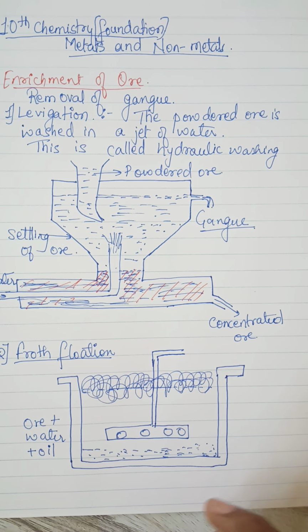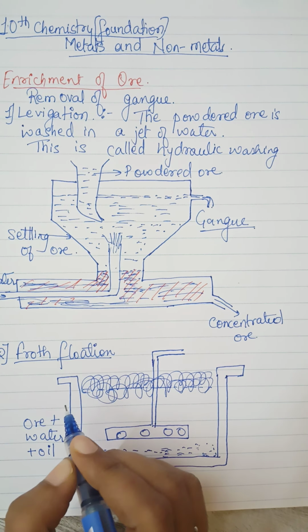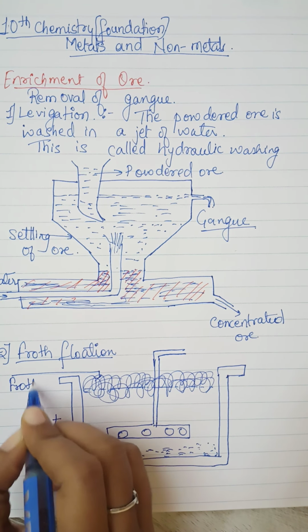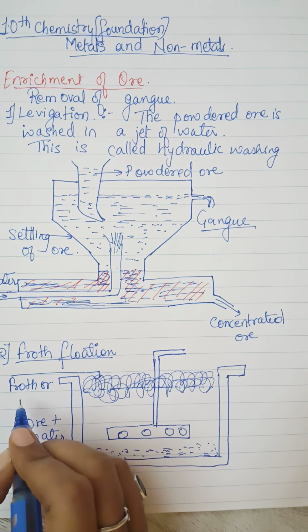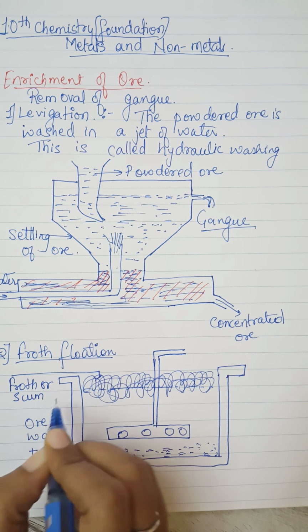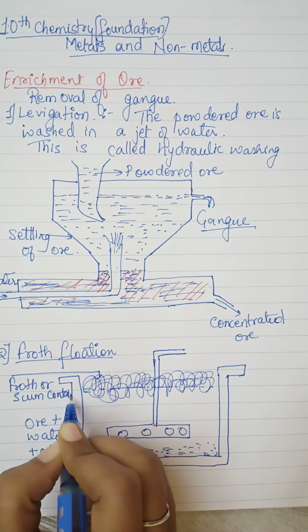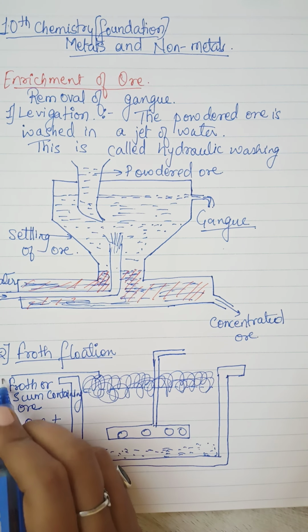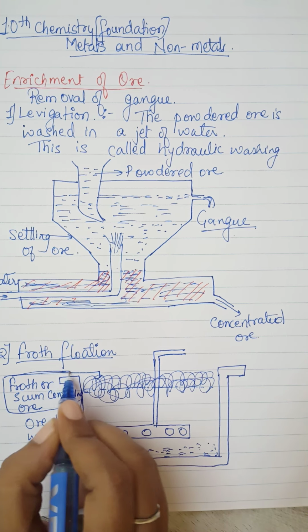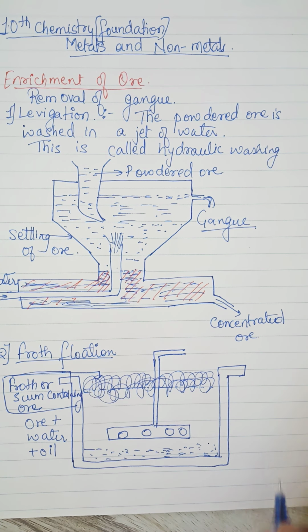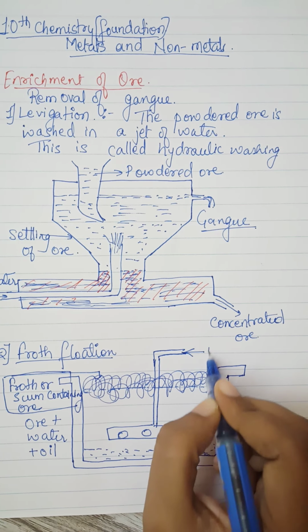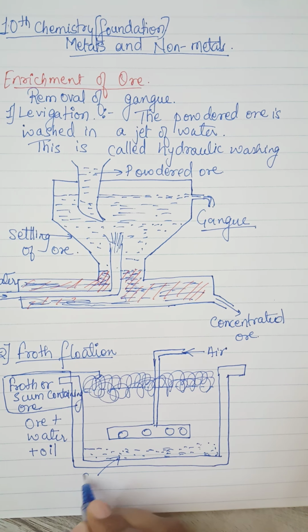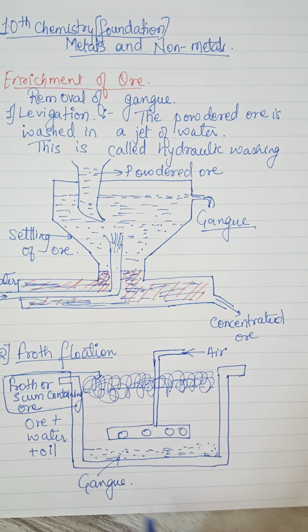If you have drawn it, then label it like I am labeling. This is your froth or scum containing ore particles. Okay. Then obviously from here we are passing air, right? And this, which is settling down, is nothing but gangue, right?